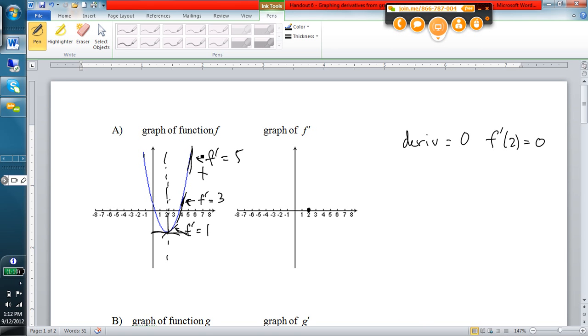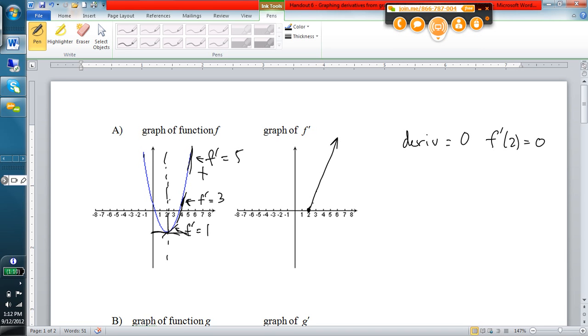Okay. So here's the story. Out a little bit from 2, it's 1. A little bit further, it's 3. A little bit further, it's 5. So, yeah, those are going off kind of like this. They're going up, aren't they? This means your derivative is going up as you go progressively from 2.